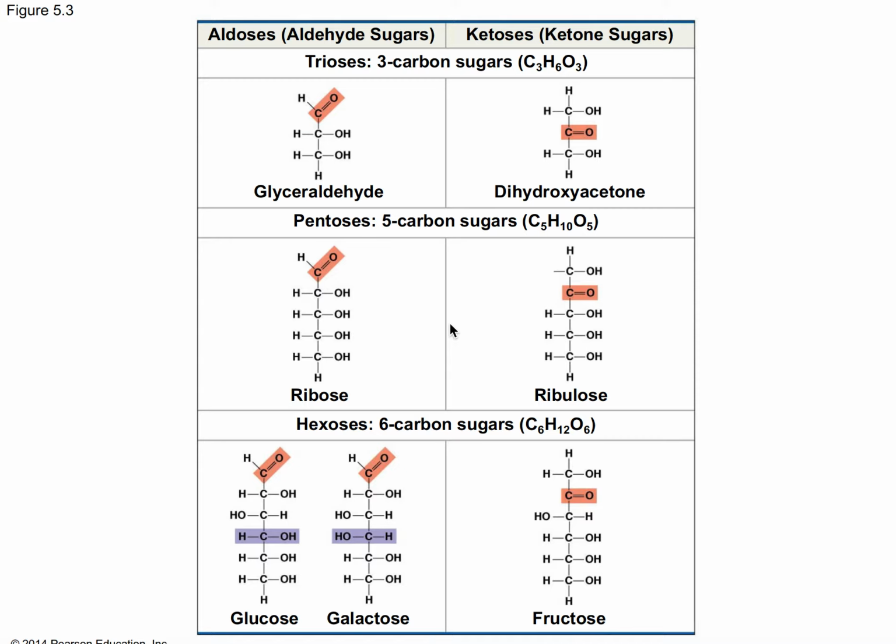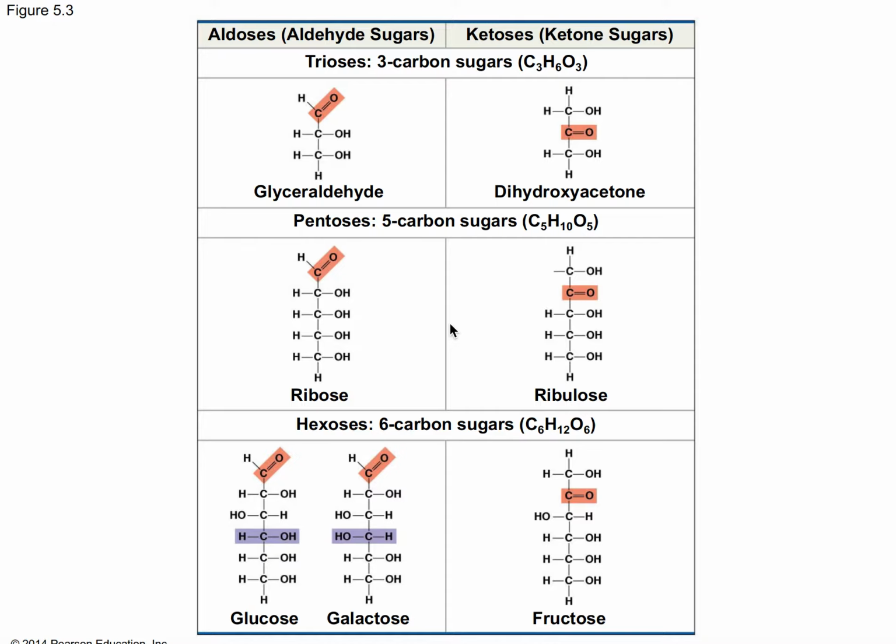We have figure 5.3 that shows our aldehyde sugars and our ketone sugars. Remember, aldehydes and ketones are the same except for the placement of that C double bond O. On the left, we have glyceraldehyde. It is a 3-carbon sugar, so it is called a triose. All trioses have the chemical formula C3H6O3. That's that 1 to 2 to 1 ratio.